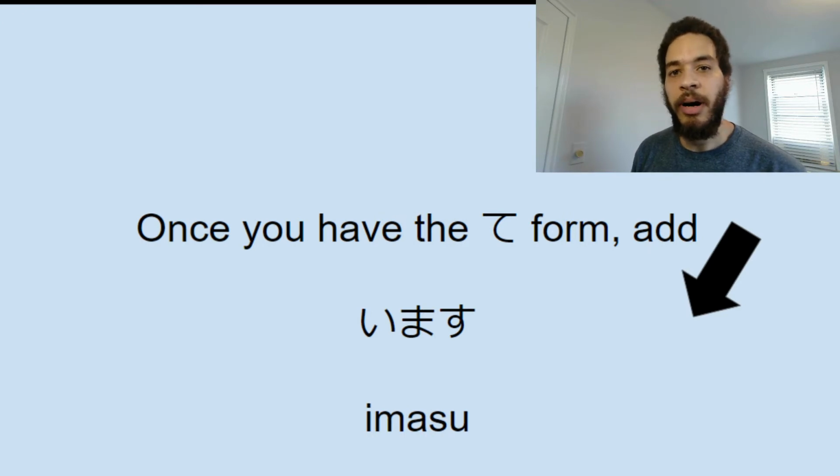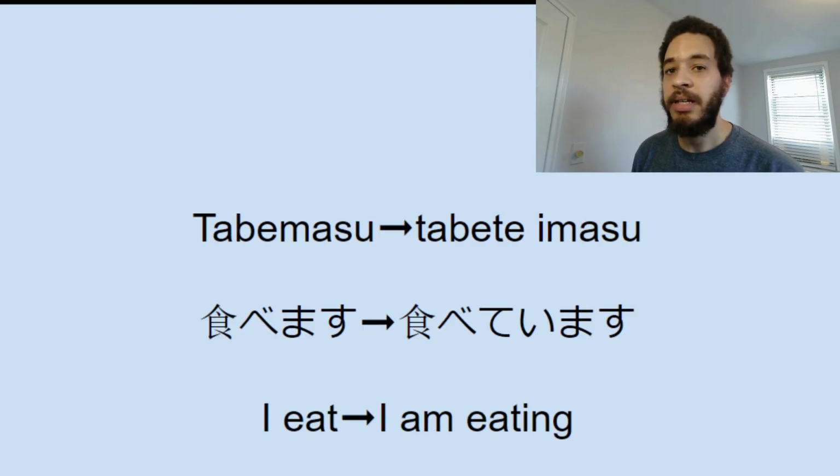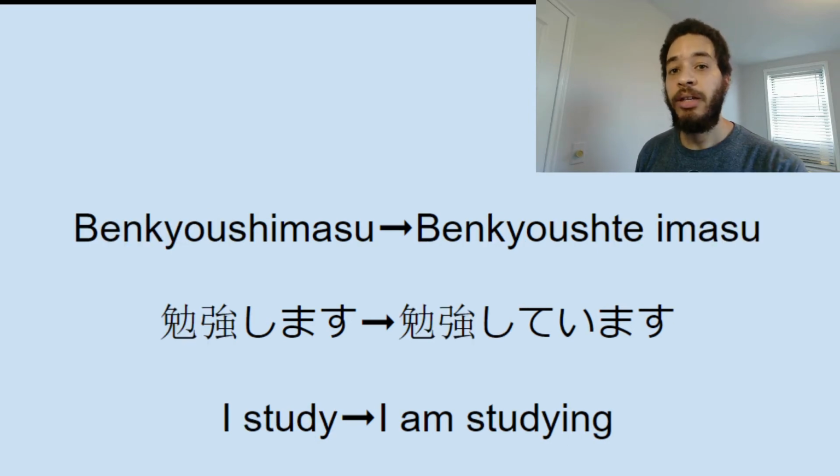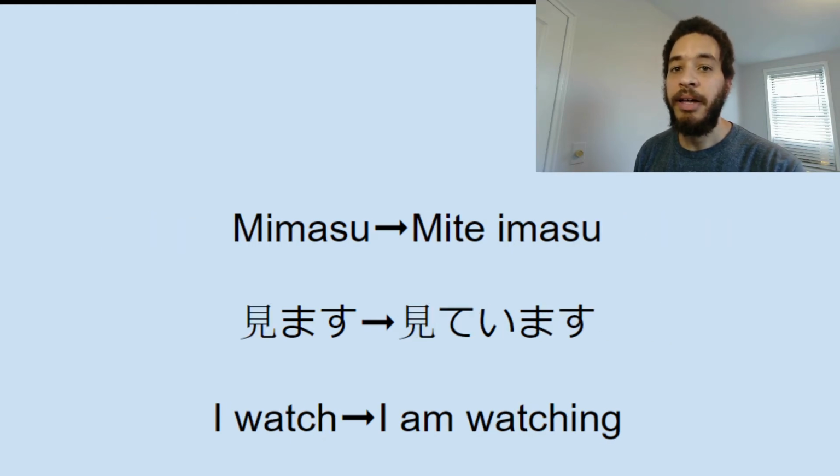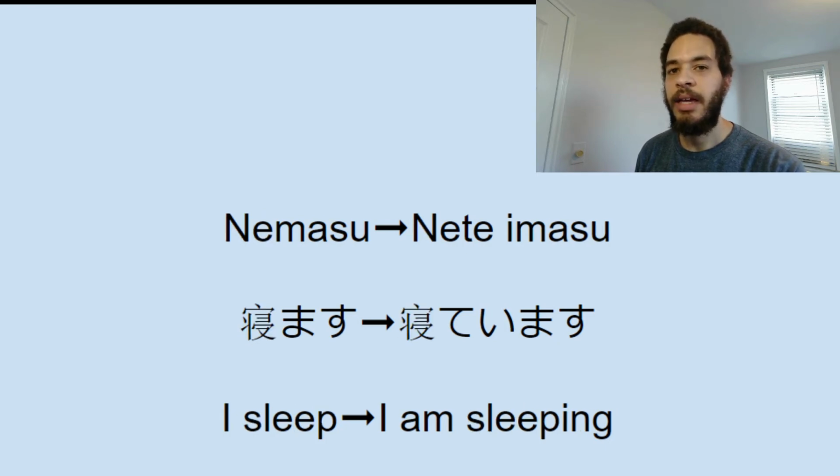Okay, now that we've talked a bit about the te forms of verbs, we need to add one more part to make it actually into the present progressive. What we add is the verb imasu. So let's see how the verb really changes when we add imasu. Tabemasu becomes tabeteimasu. I eat becomes I am eating. Benkyou shimasu becomes benkyou shiteimasu. So I study becomes I am studying. Mimasu becomes miteimasu. I watch becomes I am watching. And nemasu becomes neteimasu. So I sleep becomes I am sleeping.